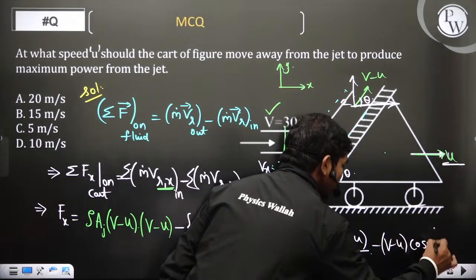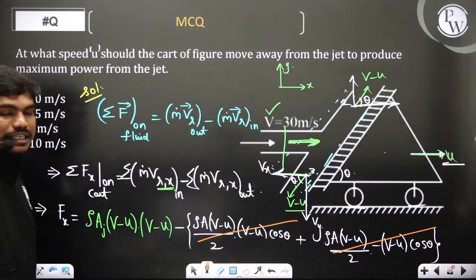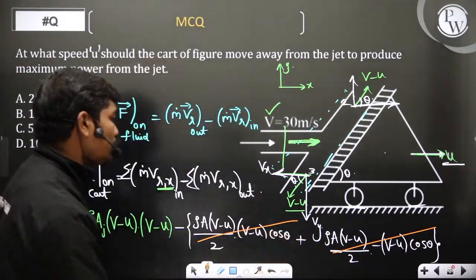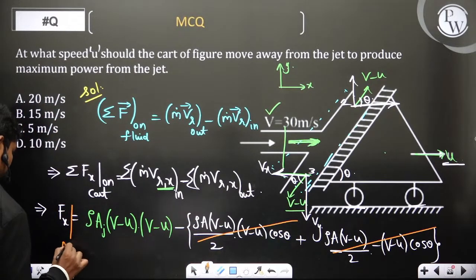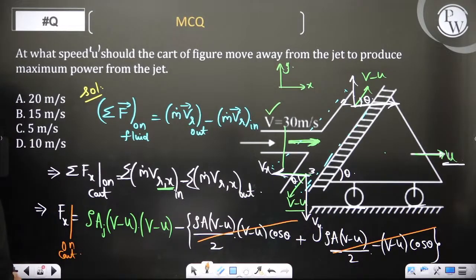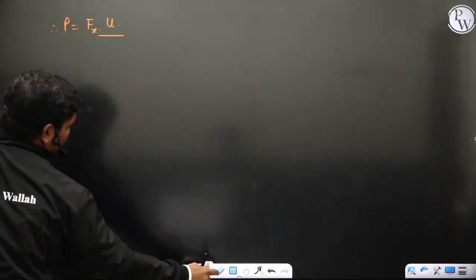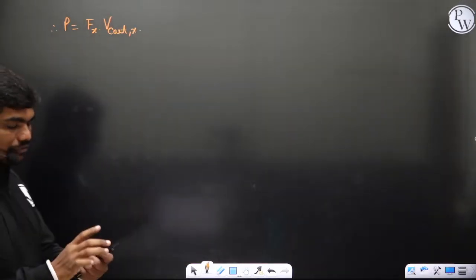So clearly this angle theta is not needed, because these two terms cancel each other as they are mathematically the same with a minus sign. If they get cancelled out, this is the force acting on the cart in the x direction. So power is equal to force acting in the x direction times velocity of the cart in the x direction. Please make sure if the cart is moving in a particular direction, you should always keep the force in the same direction.